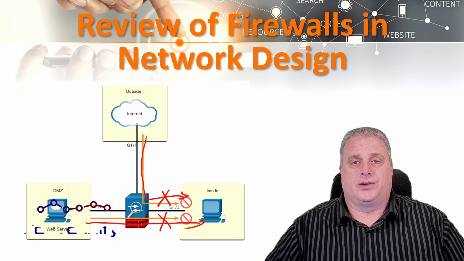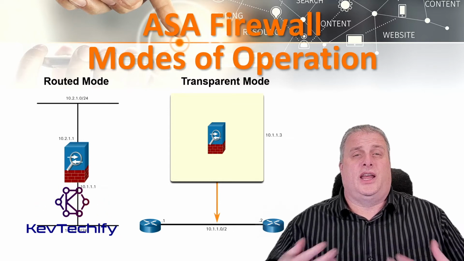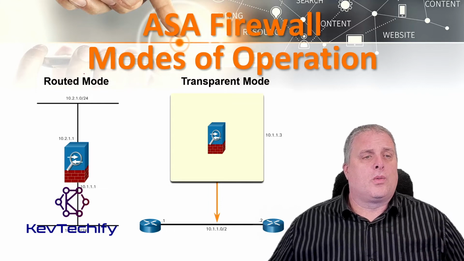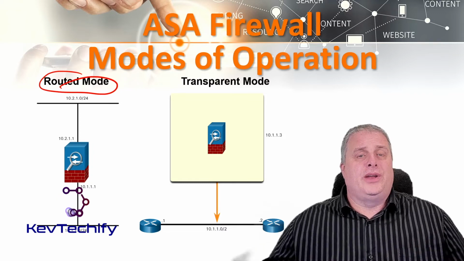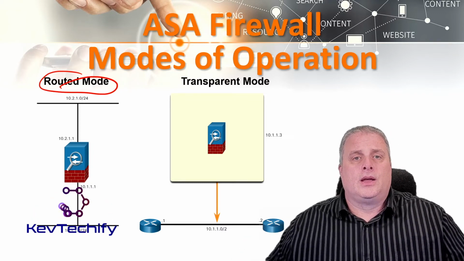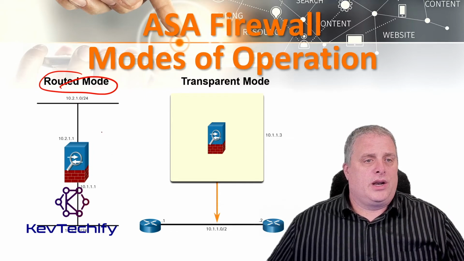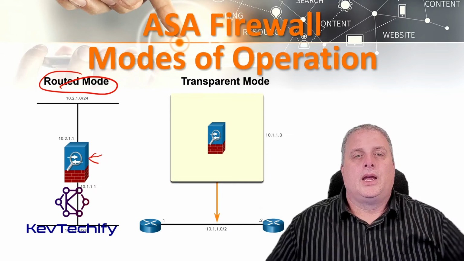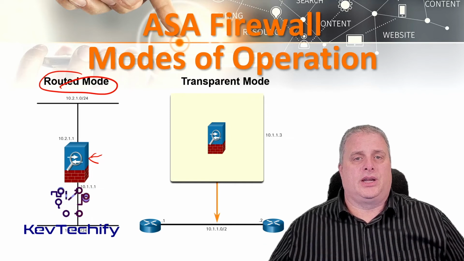There are two firewall interface modes of operation available on ASA devices: routed mode and transparent mode. In routed mode, two or more interfaces separate layer 3 networks, or what we call domains when we're talking about ASA firewalls. The ASA is considered to be a router hop in the network. So right here in our routed mode, the ASA is a router hop.